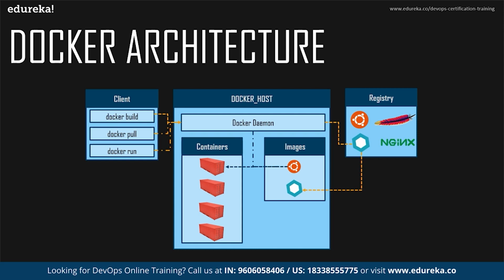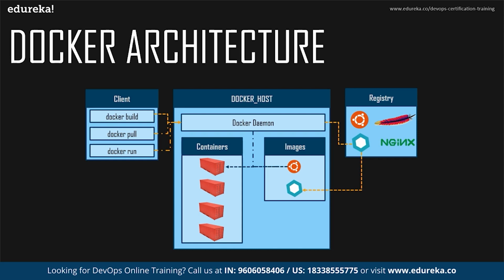So to build a Docker image, you can use the CLI or the client to issue a build command to the Docker daemon, which runs on the Docker host. Now the Docker daemon will then build an image based on your inputs and save it in the registry, which can either be the Docker Hub or a local repository.